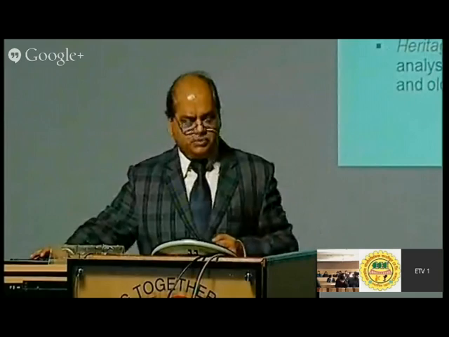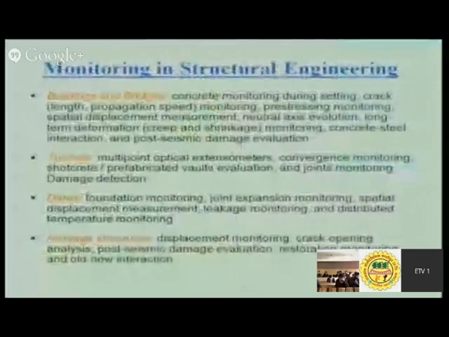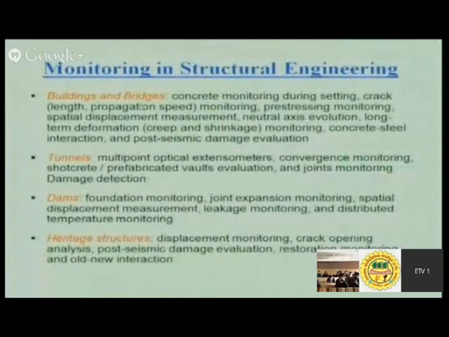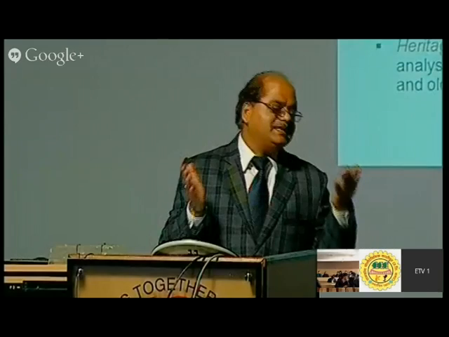So they are mostly used for the monitoring of structural engineering, say buildings and bridges. They are used for monitoring tunnels, which are very, very expensive. Similarly, dams, the foundations of dams, need optical fiber monitoring. Then, of course, hatchet structures. So optical fiber sensors are used because they are very thin. They are general purpose.